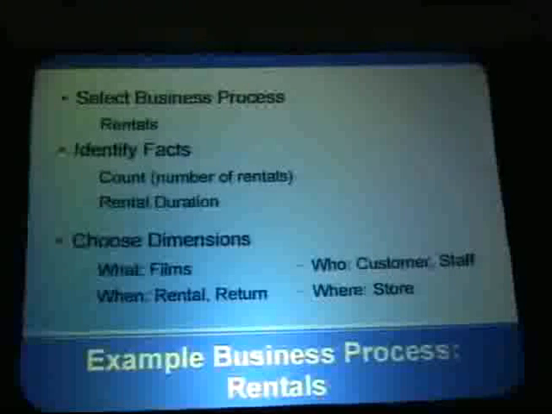And then you can see the what: what are we renting? We're renting films. When are we renting it? We're recording returns and rental dates. Who is actually involved in this business process? Well, there are two parties: the customer, who is renting something, and the employee, who is renting it out. And then you have the where component, which is identified with a store dimension.